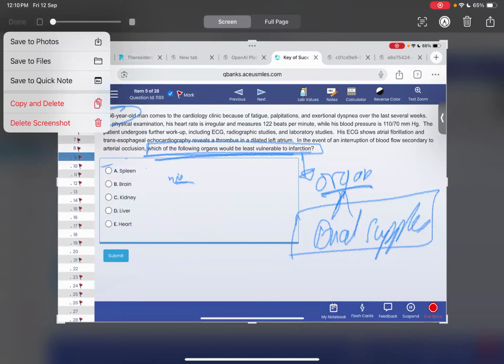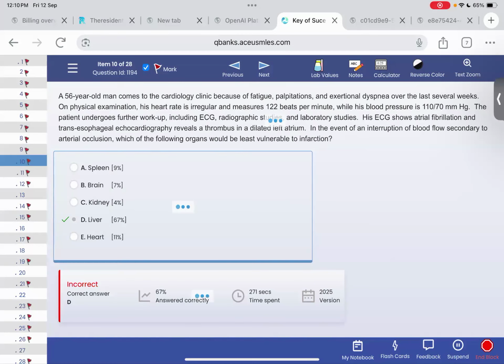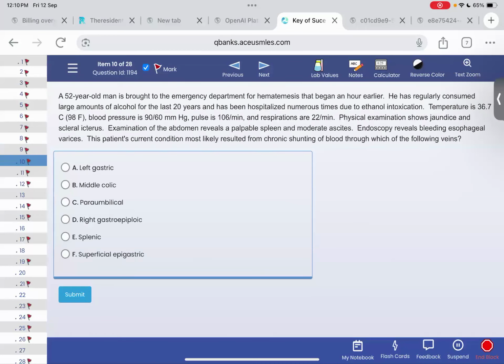Okay, you got your answer. It's liver square. Okay, now, any new volunteers?